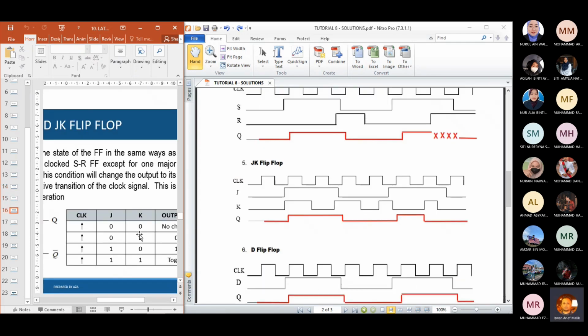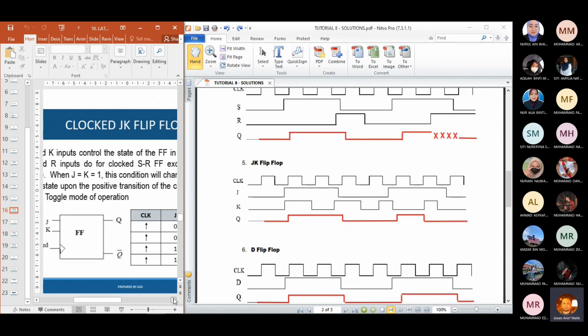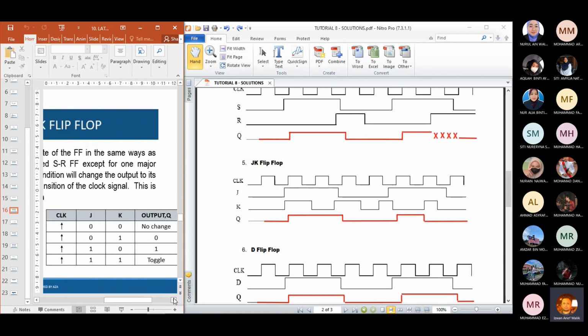Okay. Okay, we move on with the JK flip-flop. So this is the clock for the JK flip-flop for number 5. So for flip-flops, you have to make sure of the triggering time when you analyze, at the positive going transition, meaning here. This line, this line, this line, this line. Okay.